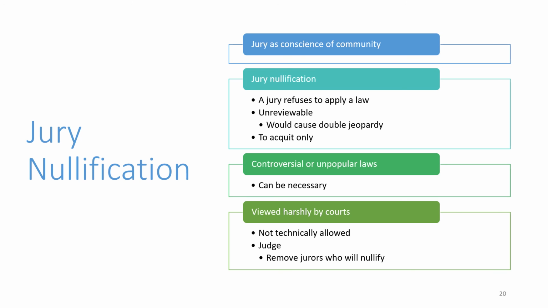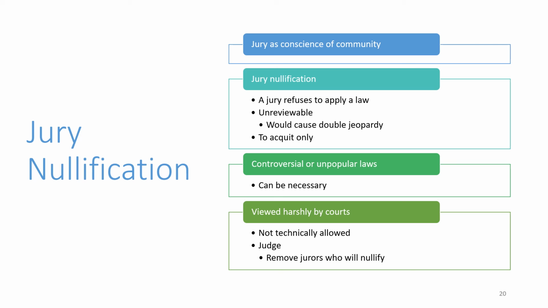If a jury nullifies a case, the attorneys know when one side has proven the case beyond a reasonable doubt, and sometimes the jury just doesn't care. They don't want to find the person guilty. And it's unreviewable because to try the person again would violate double jeopardy. The only thing that can happen is the person's acquitted. And juries really are supposed to be a conscience of the community. And it's not a bad thing.